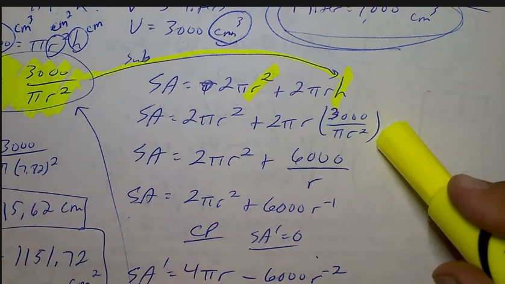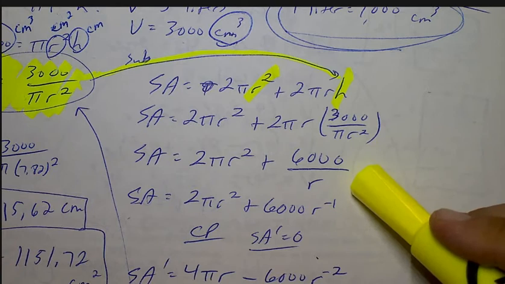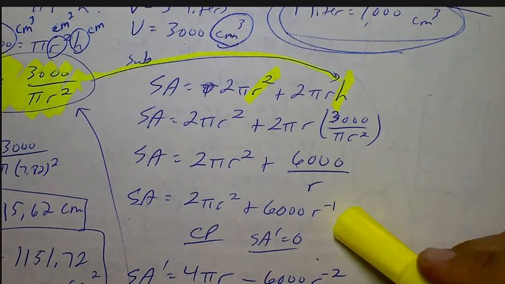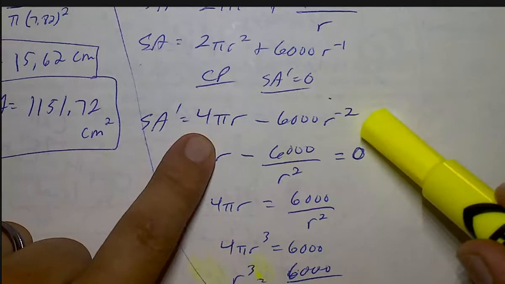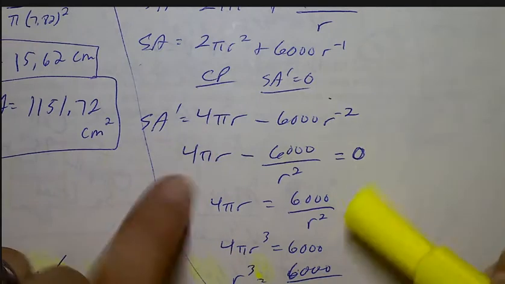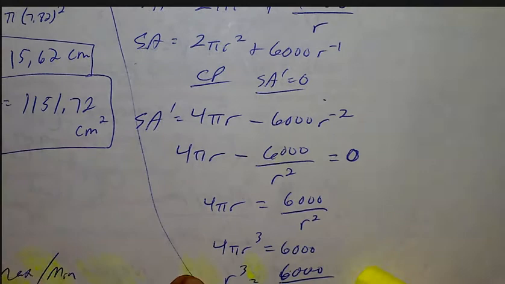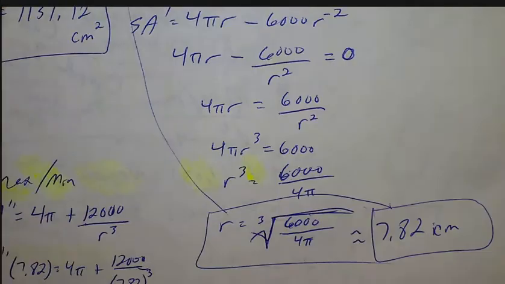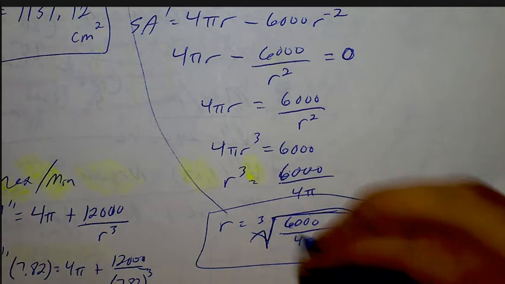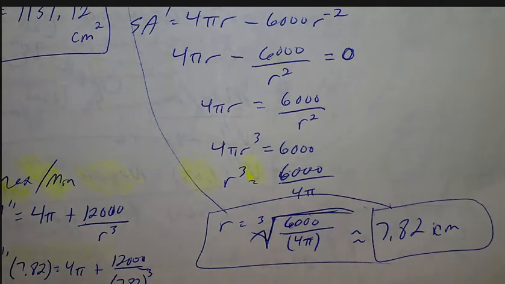I end up getting a radius of 7.82 centimeters. Now when you use your calculator, don't forget the 4 pi. Make sure you have parentheses around it, because if you don't, it's going to think 6,000 divided by 4, times pi, where you want 6,000 divided by the whole chunk, 4 pi. This is a common student mistake. On your calculator, instead of looking for a root key, you could take it to the 1/3 power. Again, make sure the 1/3 is in parentheses.